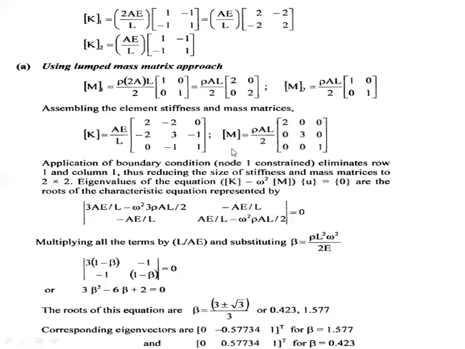Similarly, for the global mass matrix, follow the same procedure you followed for obtaining the global stiffness matrix. You should give the row numbers and column numbers for the first element mass matrix and similarly the second element mass matrix, construct a 3 by 3 grid, and fill each grid with the element entries. Therefore, you will obtain the global mass matrix, rho A L by 2 times [2 0 0; 0 3 0; 0 0 1].